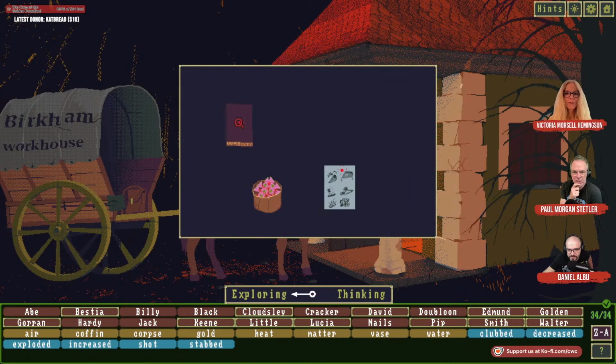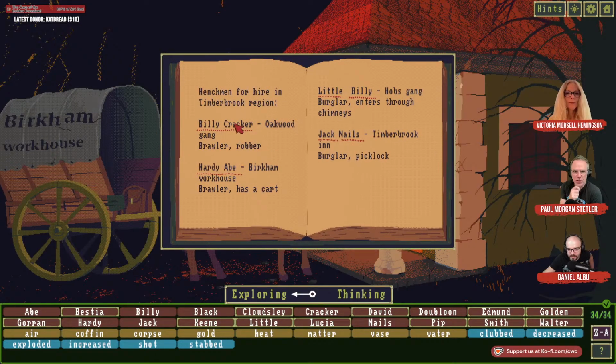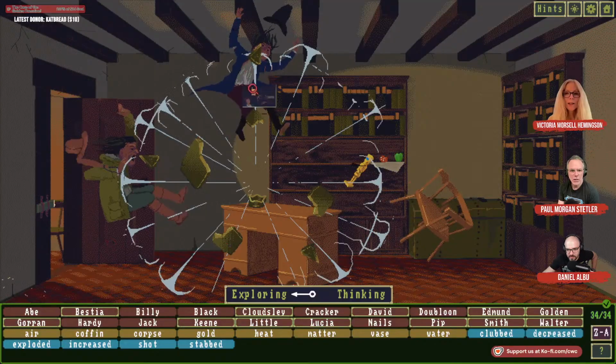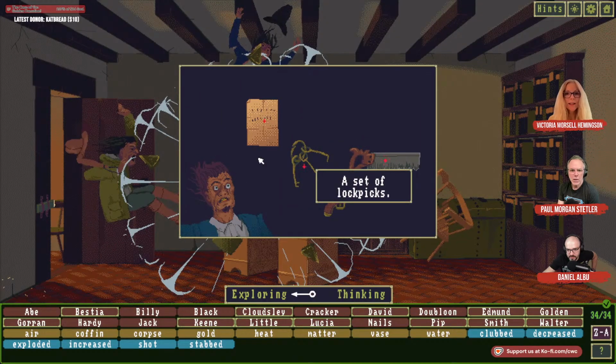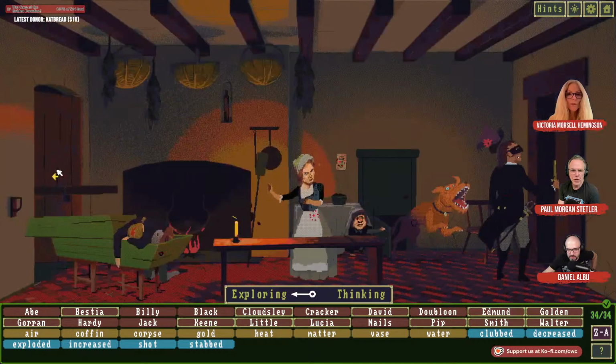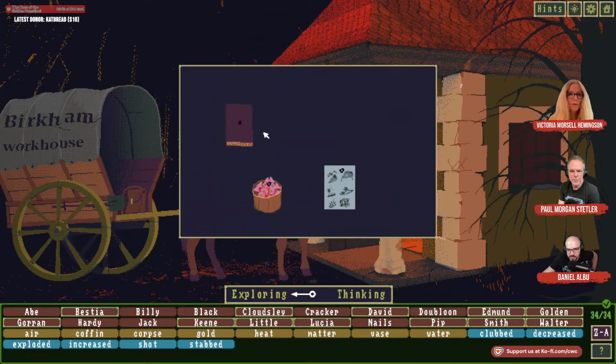And now let's look at the list of the bad guys. So it's two of those guys. Billy Cracker. Robber has a cart. Enters through chimneys. Burglar, picklock. So it's probably the brawler. Billy Cracker is probably one of them. Jack Nails, because one of them is a picklock, right? He had a nail, but the other guy has a piece of candy, right? And he had a club. Yeah, he's a brawler. So the brawler and the picklock guy.